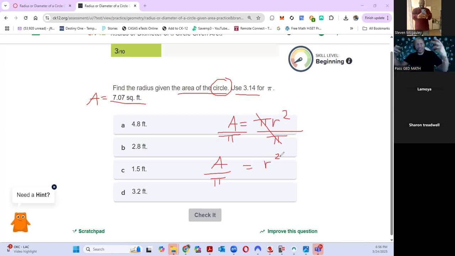We just did something like this when we did the Pythagorean theorem. This is not a Pythagorean theorem problem, but what we should know by now is, how do we get r by itself? What's the opposite of squaring? Square root. So I'm going to take the square root of this r squared. Whatever I do on one side, I do on the other. Now the square root and the square cancel. I'm left with r equals the square root of area divided by pi.